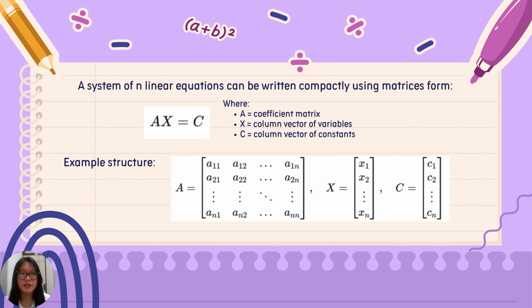Matrix form of linear systems. Now, while we can write linear systems as separate equations, there's a much more compact and elegant way to represent them, using matrices. A system of linear equations can be written in matrix form as Ax equals C, where A represents the coefficient matrix containing all the coefficients from our equations, x is a column vector of our unknown variables, and C is a column vector of constants from the right-hand side of our equations.